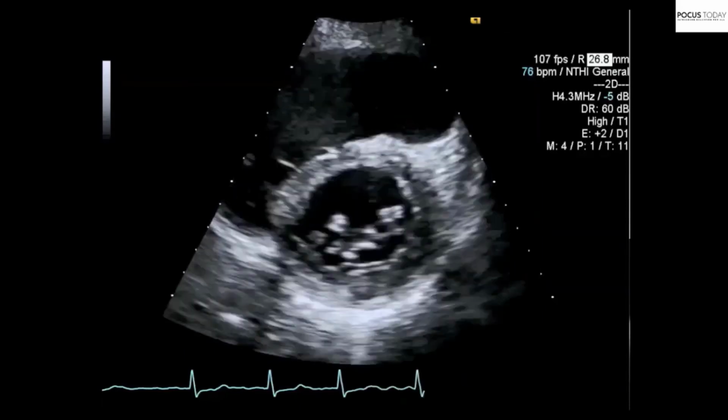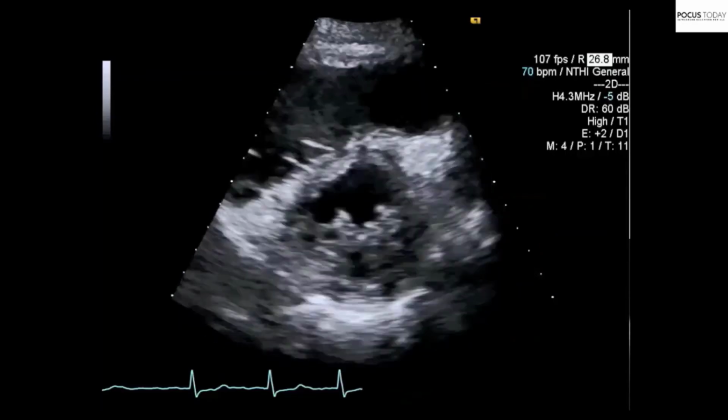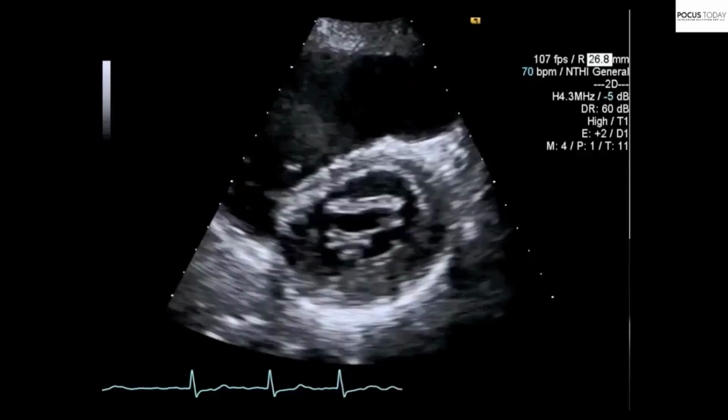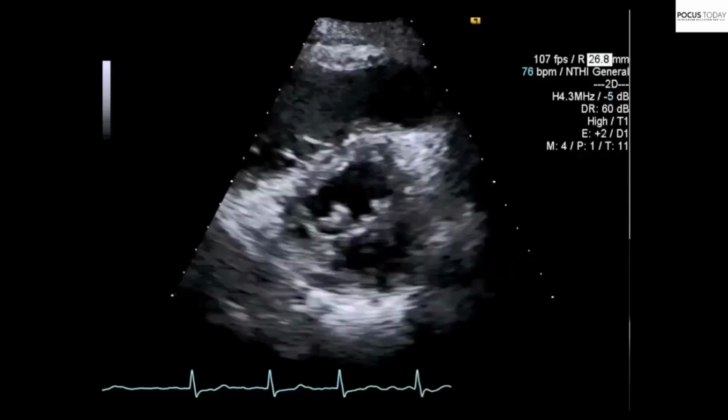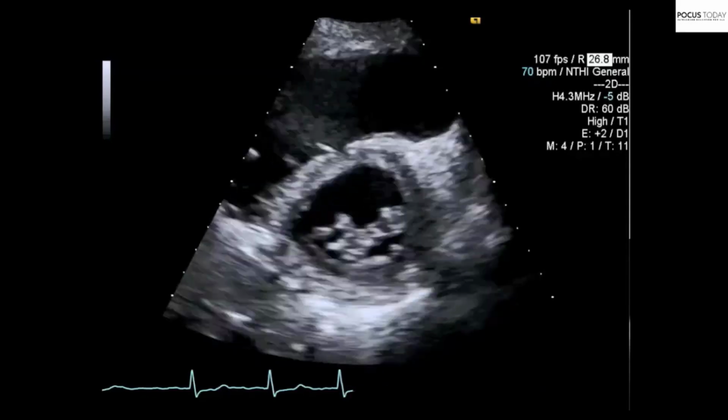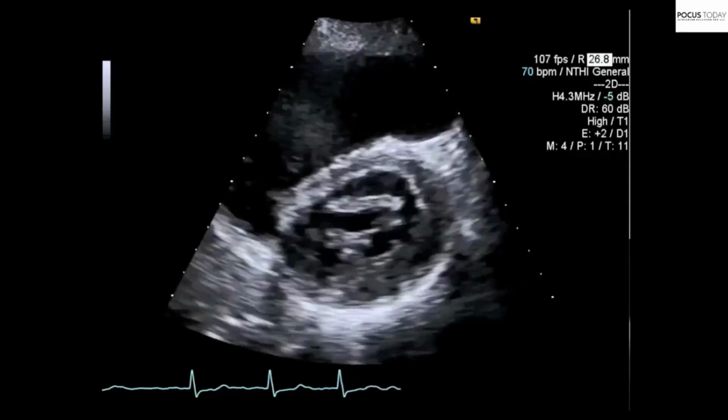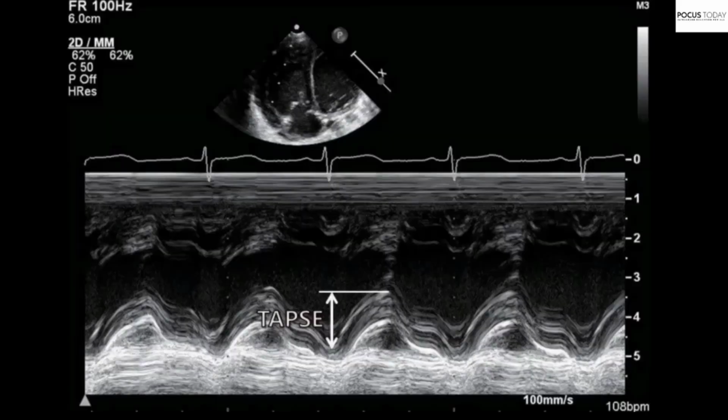The elevated pressure in the RV is higher than LV end diastolic pressure, thus causing the septum to shift inwards into the LV cavity in diastole. Such appearances may be seen in acute pulmonary embolism, acute fluid overload or any other cause of RV volume or pressure overload. We can quantitatively assess RV function with TAPSE.